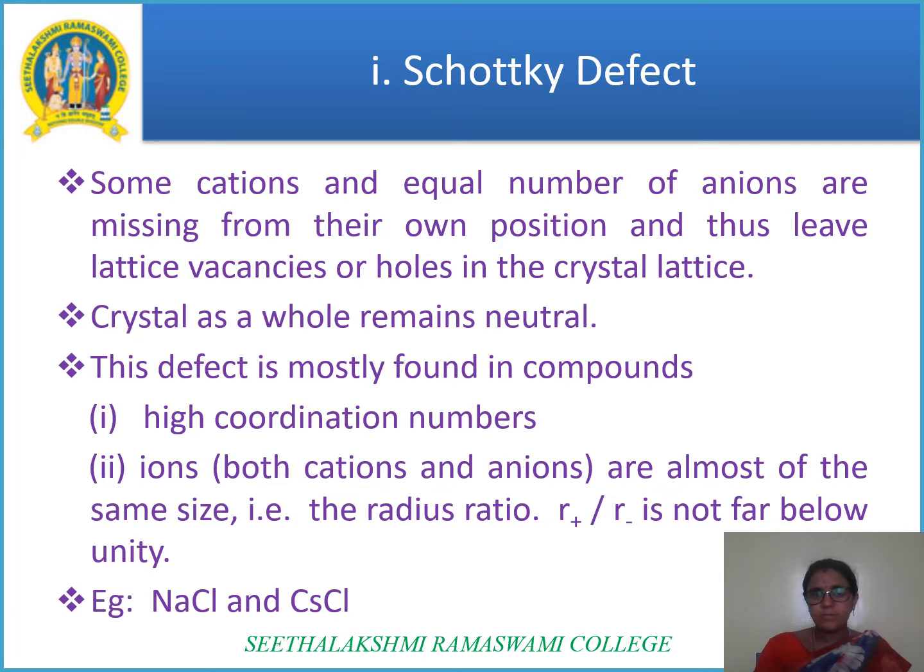Schottky defect arises when some cations and an equal number of anions are missing from their own positions and thus leave lattice vacancies or holes in the crystal lattice. Since the number of missing cations is equal to the number of missing anions, the crystal as a whole remains neutral. In this defect, the missing cations and anions leave their original positions and move to the surface. This defect is mostly found in compounds which have high coordination numbers and in which the ions are almost of the same size. The alkali metal halides like sodium chloride and cesium chloride have Schottky defect.